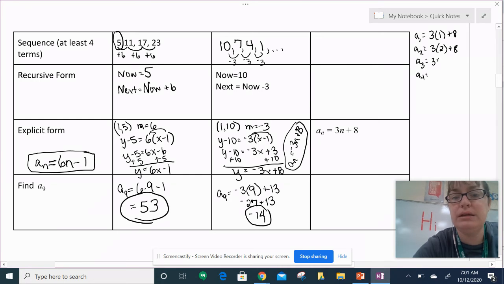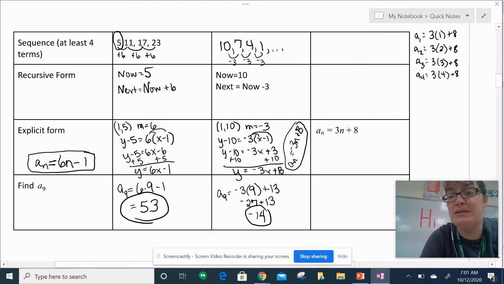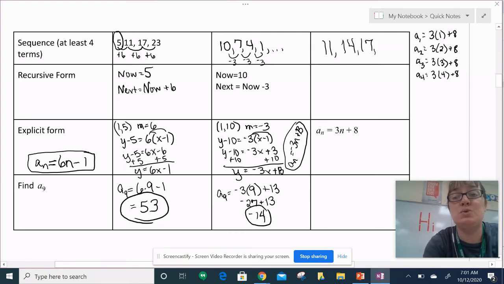3 would be 3 times 3 plus 8. And 4 would be 3 times 4 plus 8. Then this is just arithmetic. So 3 times 1 is 3 plus 8 gives me a value of 11 as my first term. 3 times 2 is 6 plus 8 gives me a value of 14. 3 times 3 is 9 plus 8 gives me a value of 17. And then 3 times 4 is 12 plus 8 gives me a value of 20.